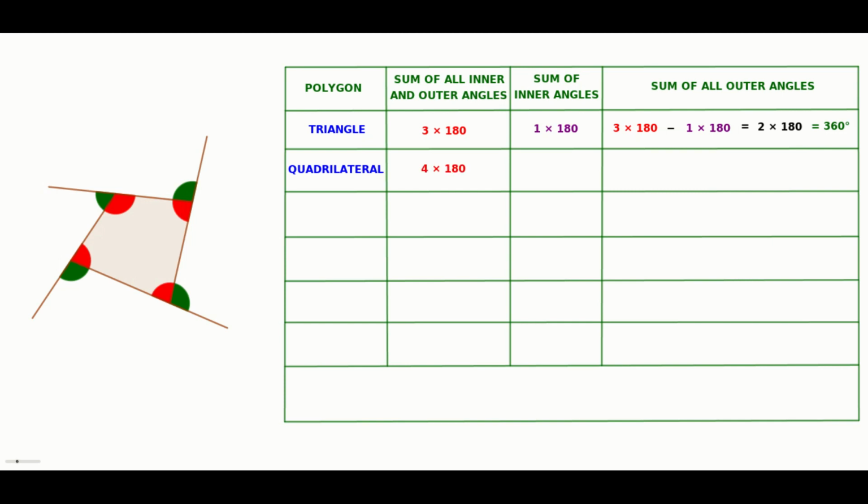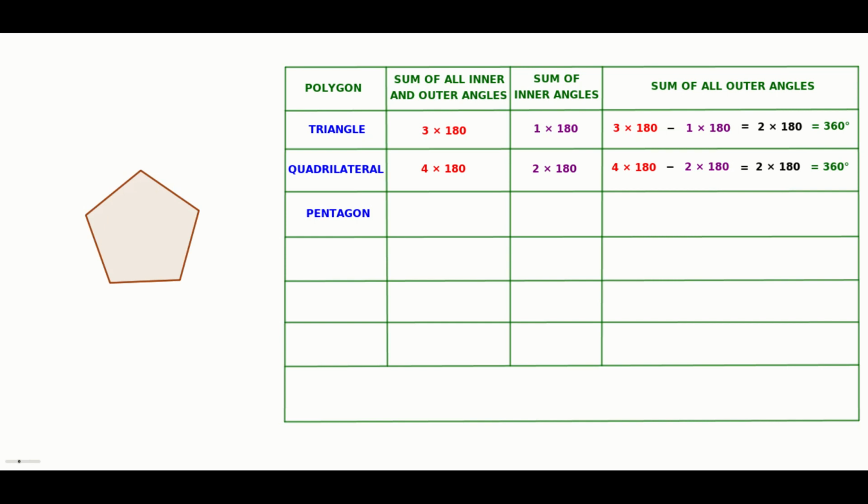Sum of inner angles in a quadrilateral is 4 minus 2 times 180, that is 2 times 180. Now the sum of all outer angles will be 4 into 180 minus 2 into 180, that is equal to 2 into 180, that is 360.